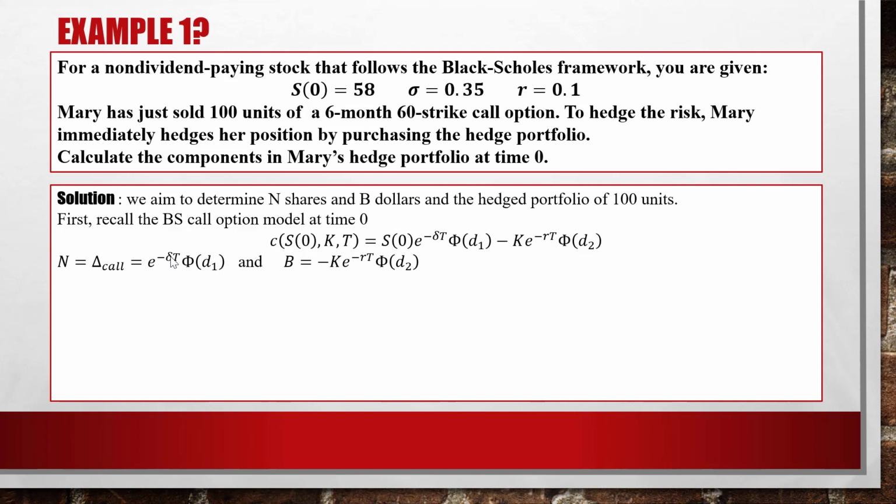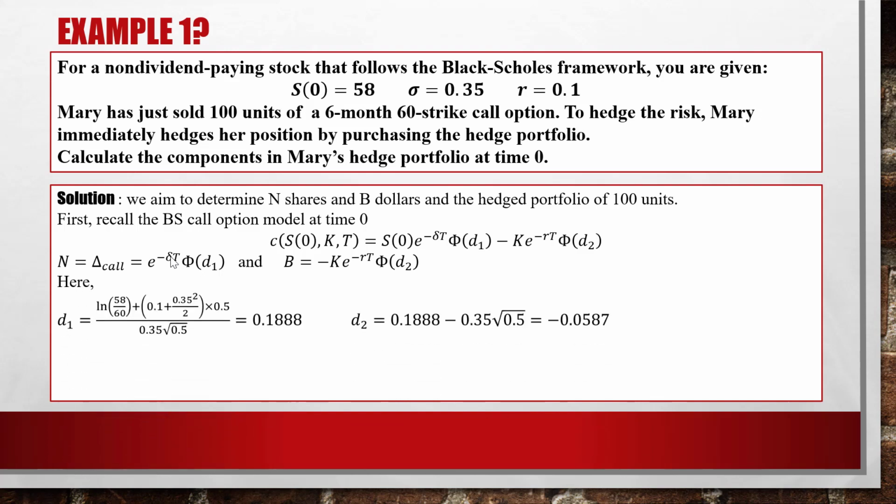So in order to determine N and B, we first need to determine d1 and d2. Just follow the formula. We get d1 is 0.1888 and d2 is minus 0.0587. And from here N is 0.5749, just plug into the equation. B is minus 27.20. That's for 1 unit of the call option. Now, because Mary had just sold 100 units, everything here, N and B, we have to times 100.